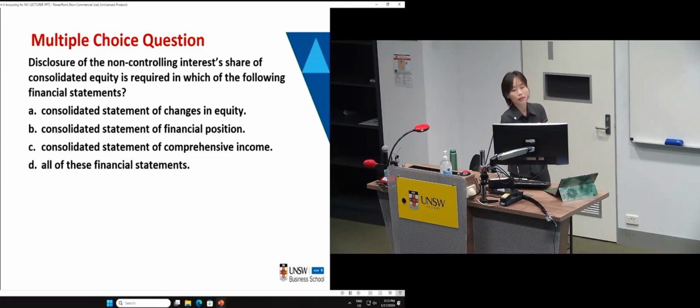Okay. Now let's have a look at the next one, disclosure of the NCI. All of these statements, right, as I showed you earlier in the example: the consolidated statement of changes in equity shows the movement in the NCI over the period of time. In the consolidated statement of financial position, in the equity section, we have to disclose the NCI share of the group equity balance. And in the consolidated statement of comprehensive income, we must have a separate disclosure of the NCI share of group current P&L and the NCI share of the group total comprehensive income. Okay. So that's why we choose D, the last one.